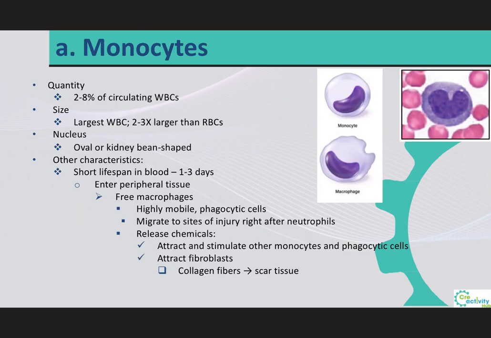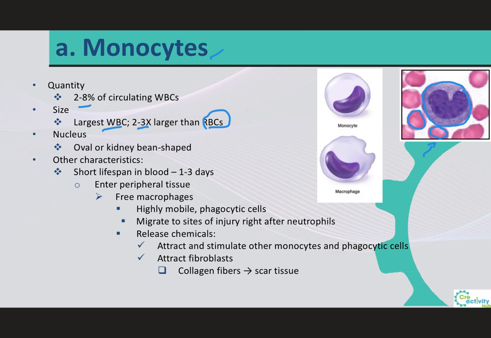First, let's cover the monocytes, which are the largest white blood cells. They are actually 2 to 3 times the diameter of the red blood cells, and we can observe this on this image where the pink circles represent the red blood cells. And notice how the monocytes are huge compared to the red blood cells. These cells will account for 2 to 8% of the white blood cell population. Therefore, they're not a very big population.